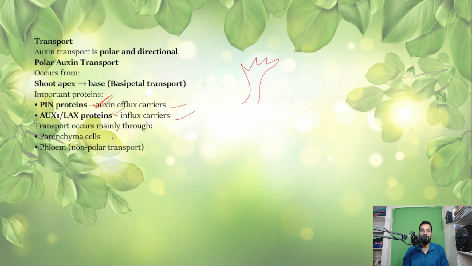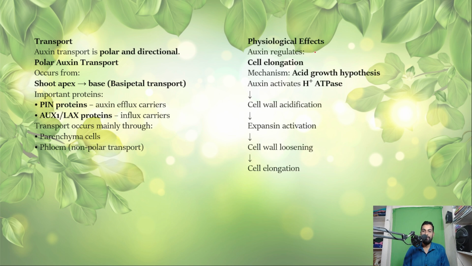Transport occurs mainly in parenchyma cells and in the phloem. It is called non-polar transport. Now let's see physiological effects. Here we can see how auxin works, how it elongates the cells. It creates acidity in the cells. That's why the cell elongates. Auxin activates the proton ATPase. Now the cell wall gets acidity, so the cell wall expands here.